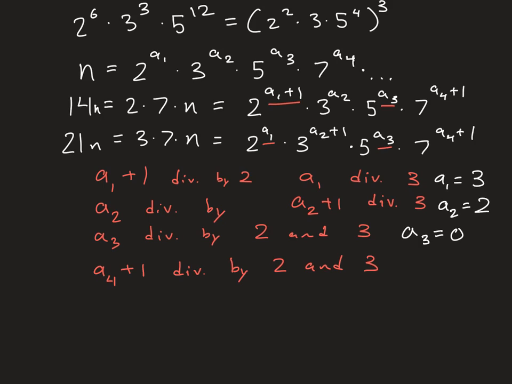And then a4, you can't just say 0 for a4 plus 1 again, because it has to be a positive number since a4 is greater than or equal to 0. And the first number that's divisible by both 2 and 3 is 6, so a4 plus 1 has to equal 6, which implies that a4 equals 5.